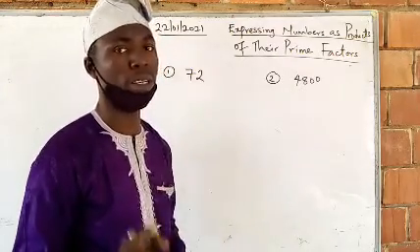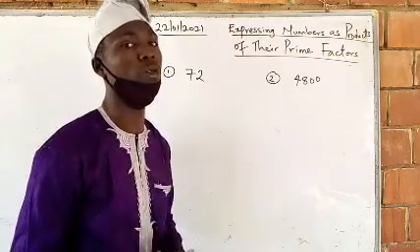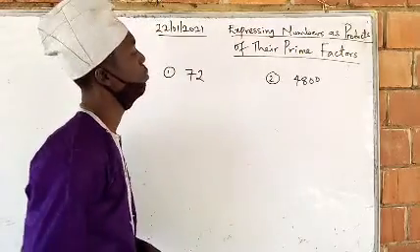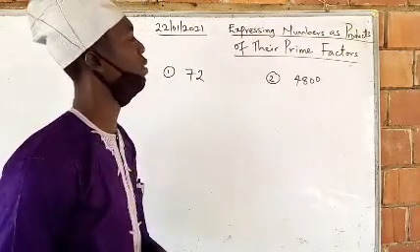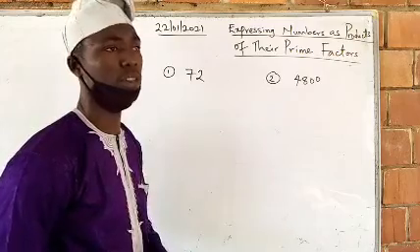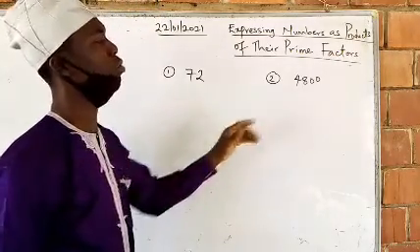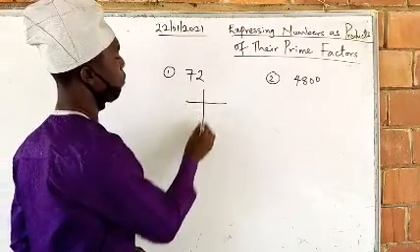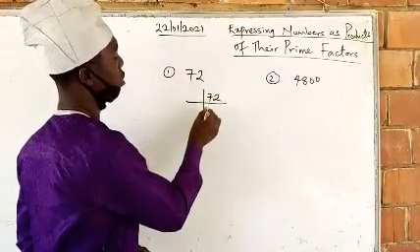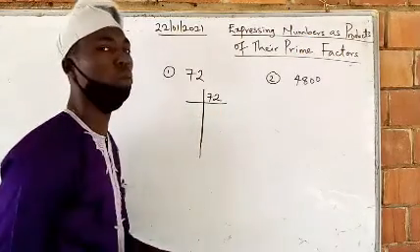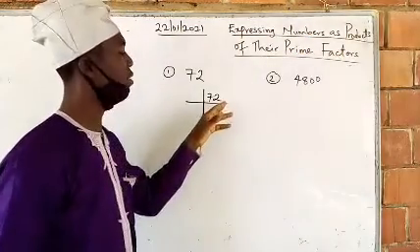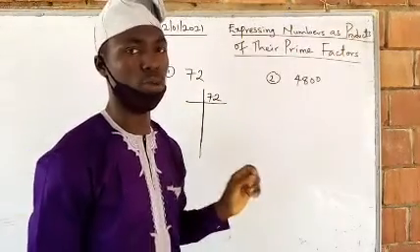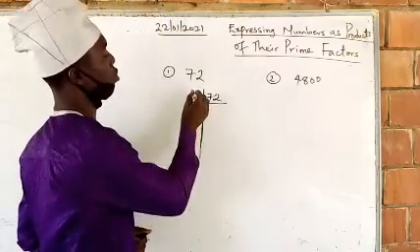But not all prime numbers are odd numbers. But most of them, apart from 2, are odd numbers. Now, how do we express a number as a product of its prime factors? We are going to take these two examples. Having known the rules for divisibility, we will be able to know where to start from. The last digit here is 2. So that means this number is divisible by 2. So we are going to use 2.